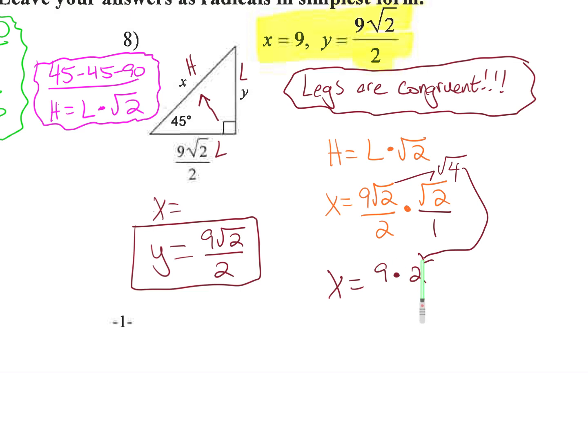And then on the bottom, 2 times 1 is just 2. All right, and we solve that out. 9 times 2 divided by 2 is 9. So my x is equal to 9.